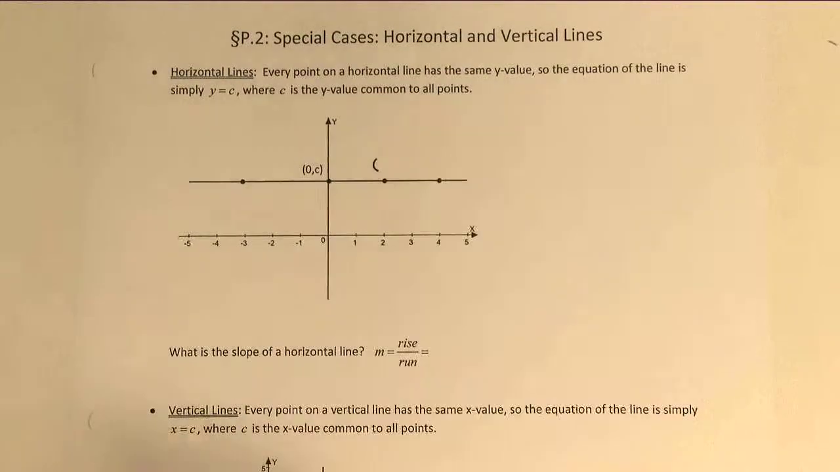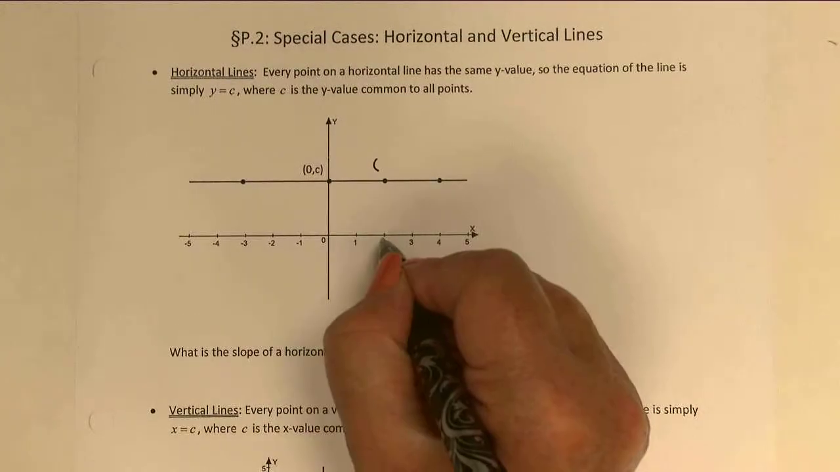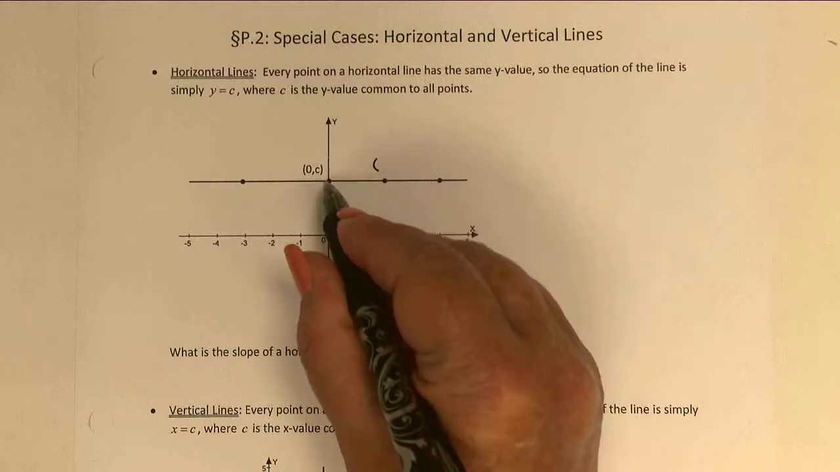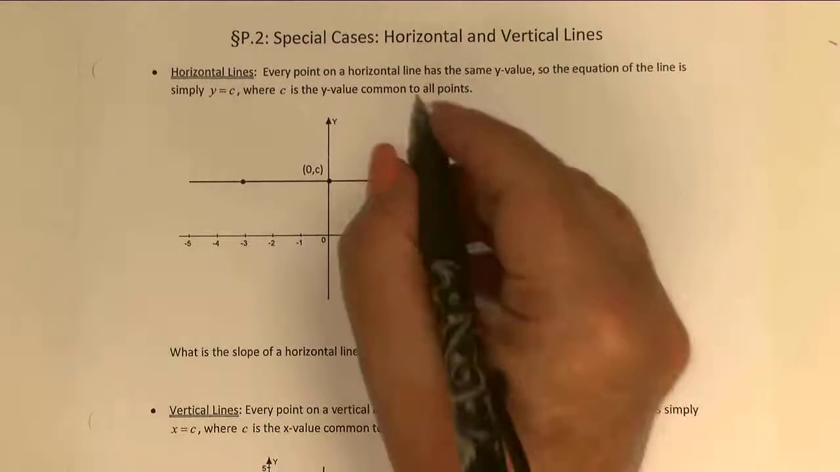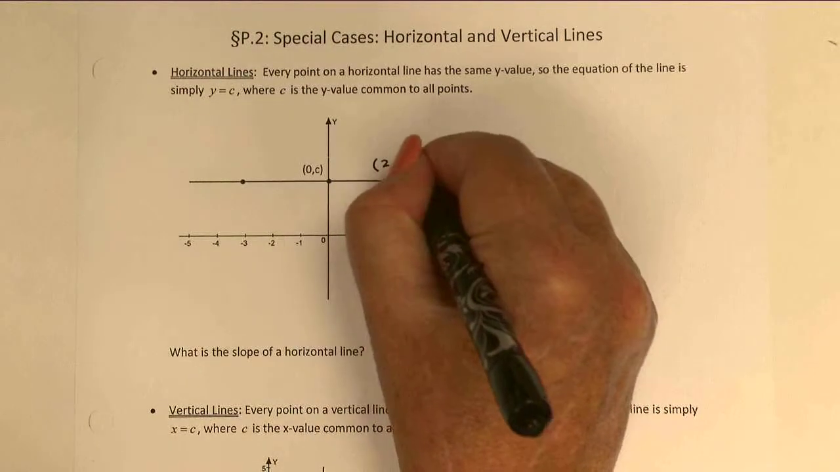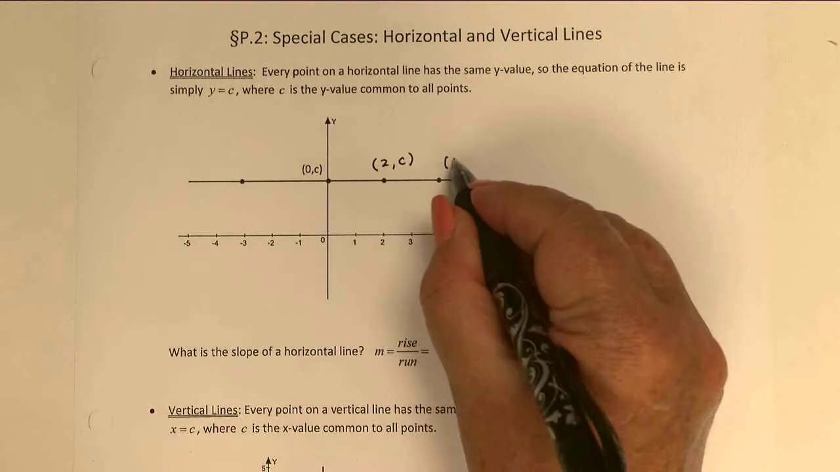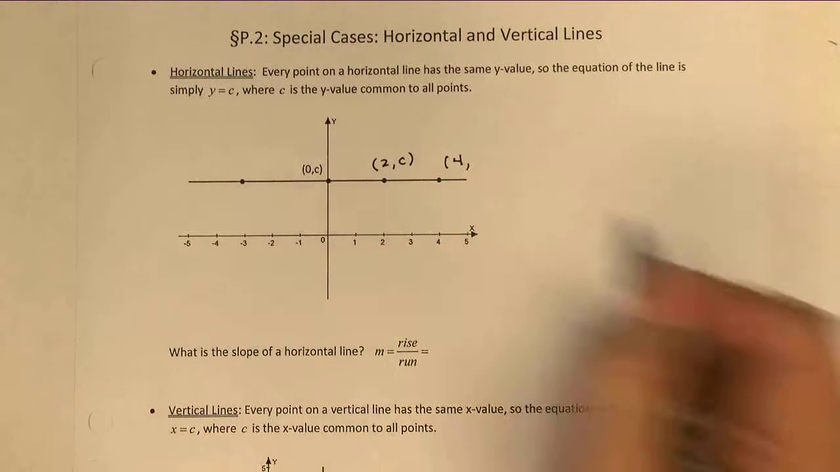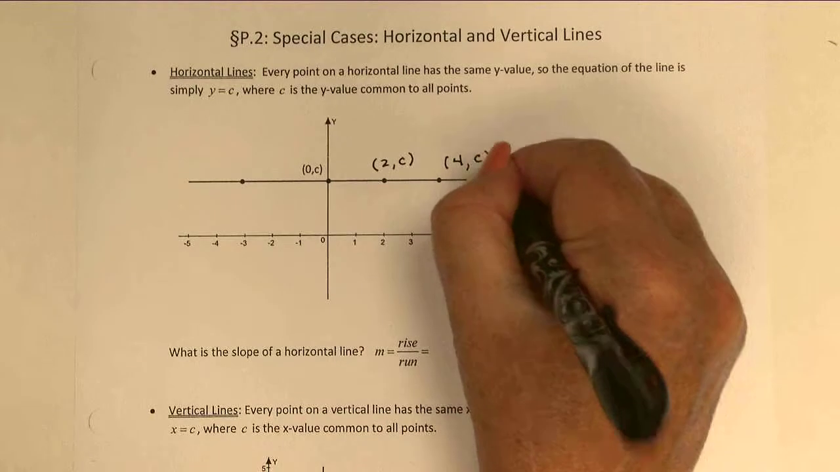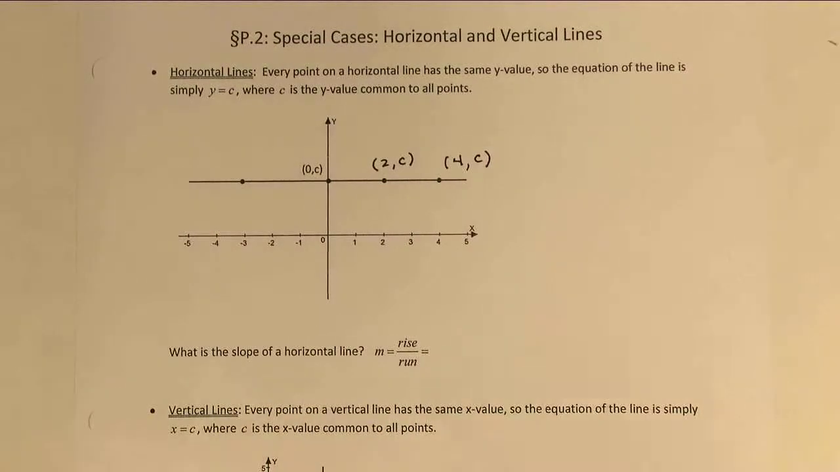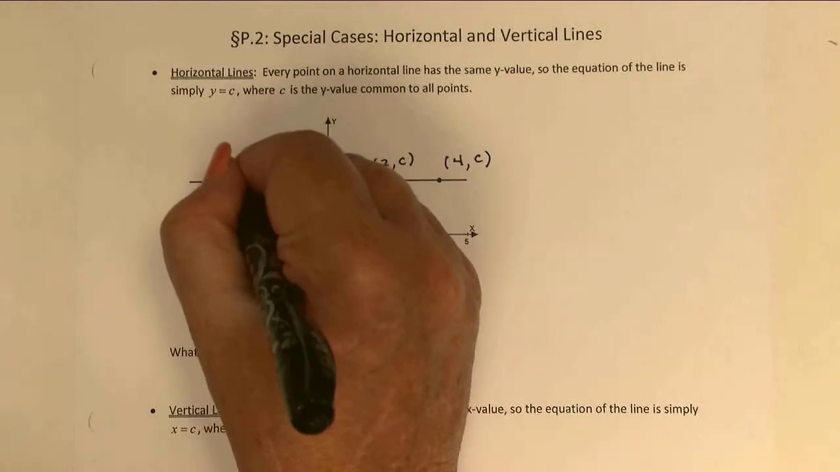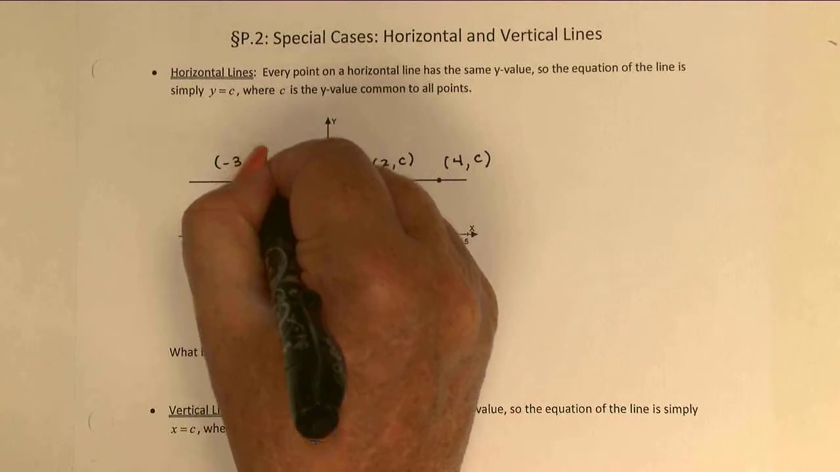What would this point be? Well, x is 2, but the y value hasn't changed. It's still going to be whatever that c value was. And moving over to here, our x value is now 4, but the y value is still the same. It's still c. Same idea on the other side. This would be the point (-3, c).